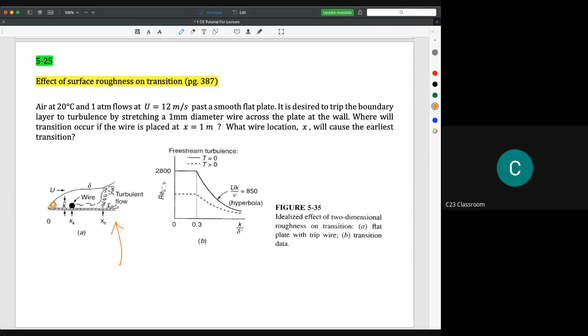So the question here: if the wire is located at 1 meter, the distance from here to here is 1 meter, where will the transition occur? And then the next question is what wire location x will cause the earliest transition. The earliest transition here means at the borderline of the stability, where the first instability occurs. You could read this from the textbook.